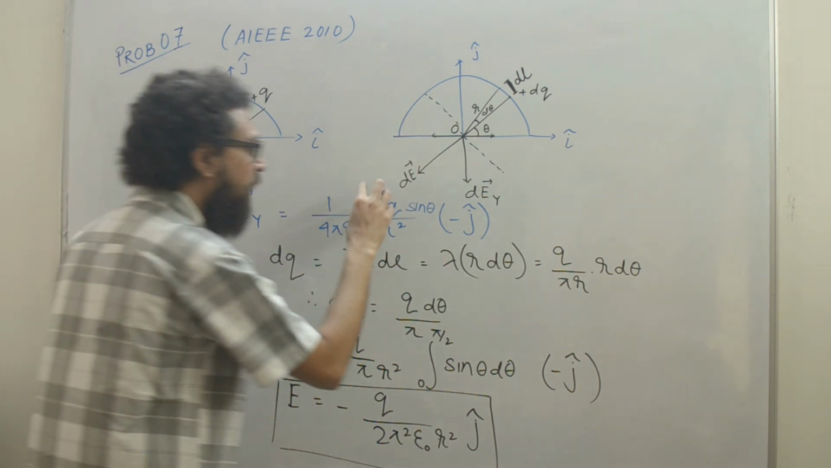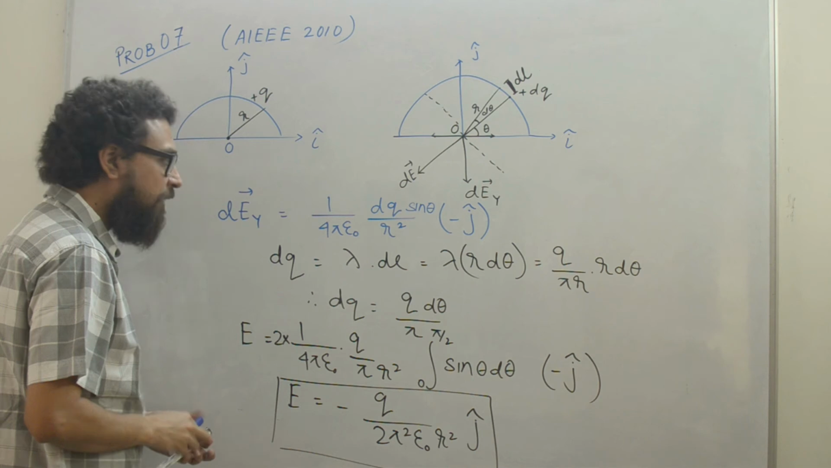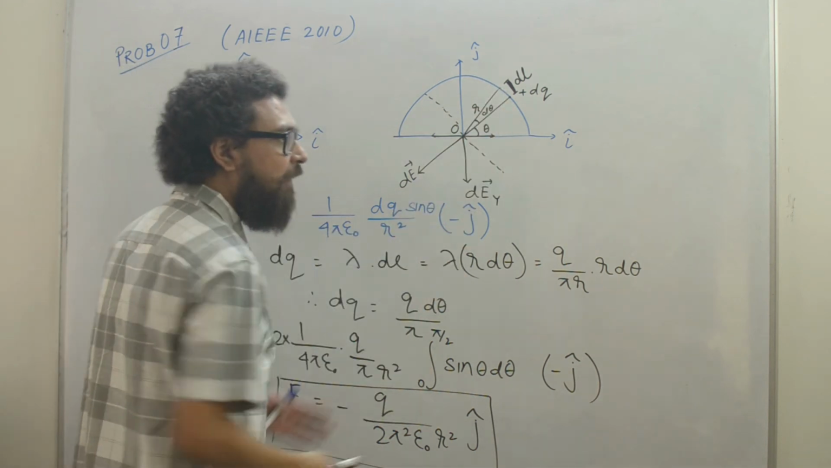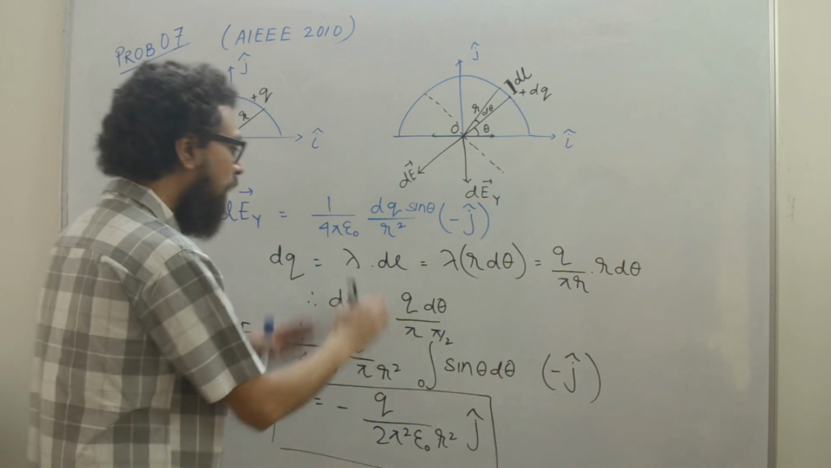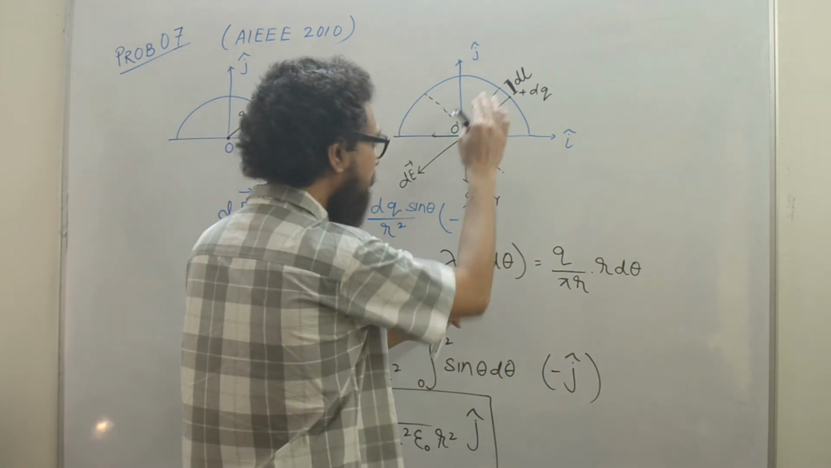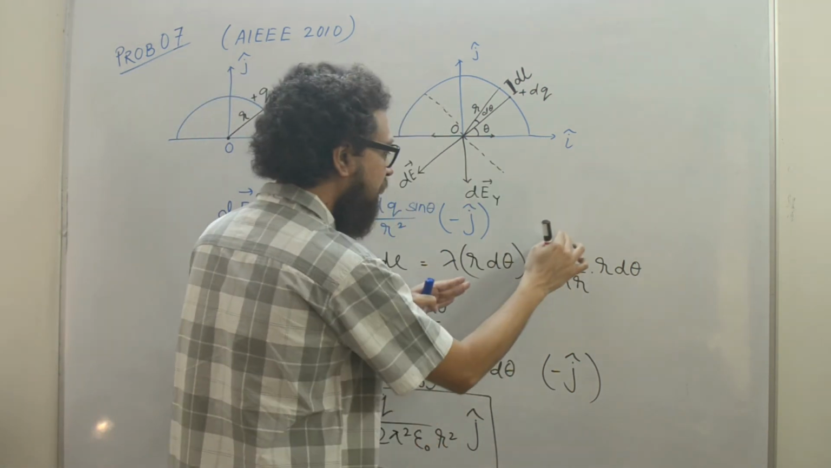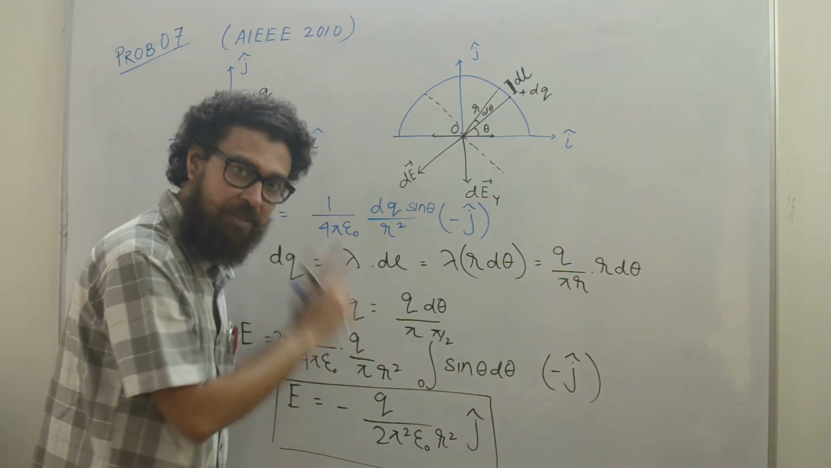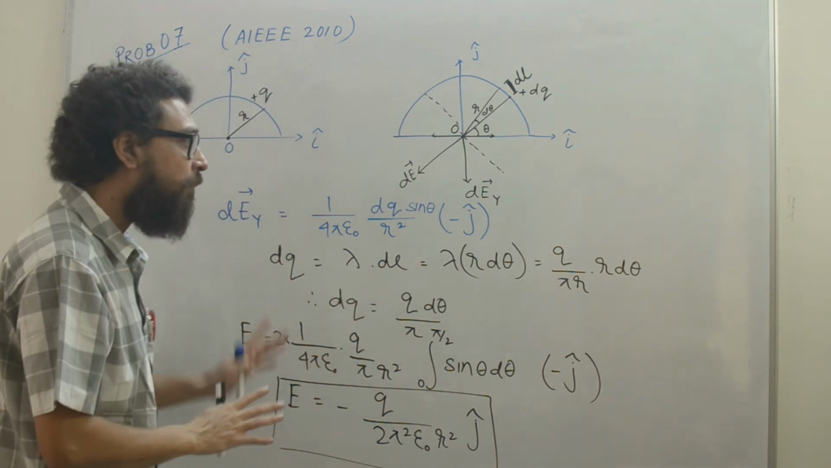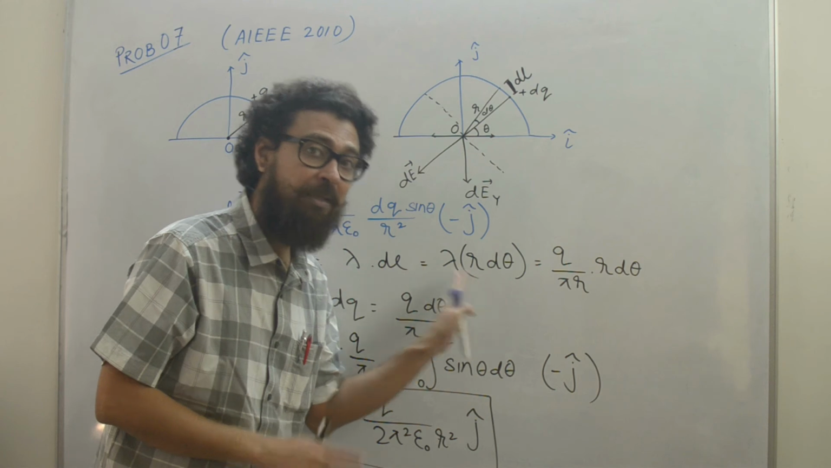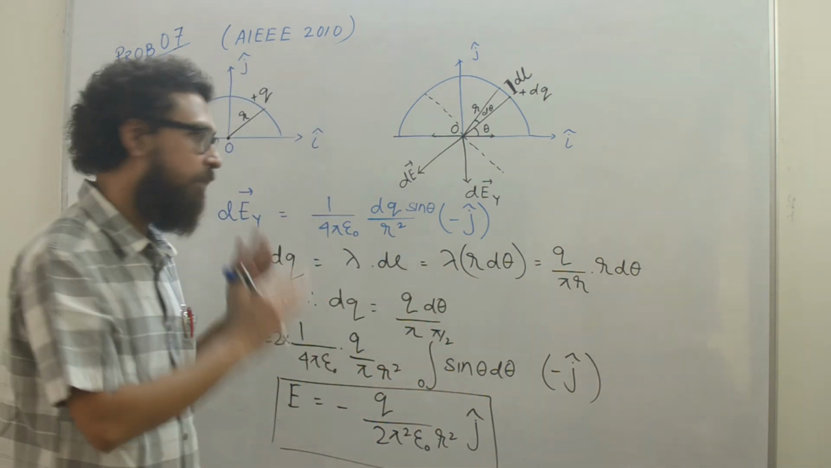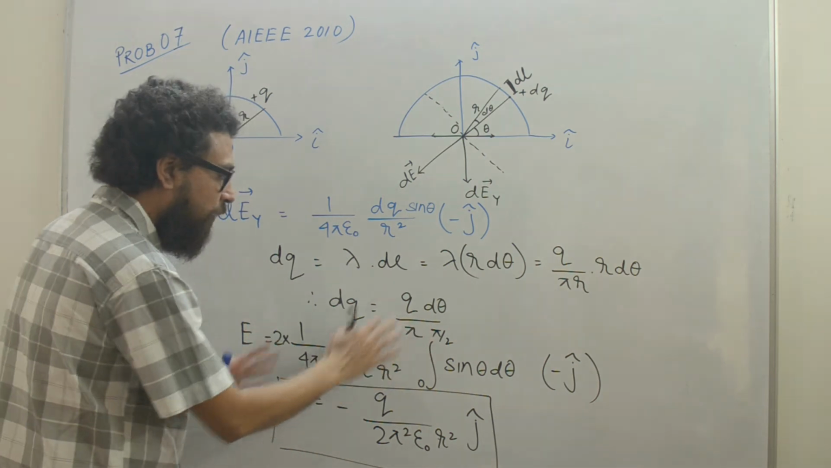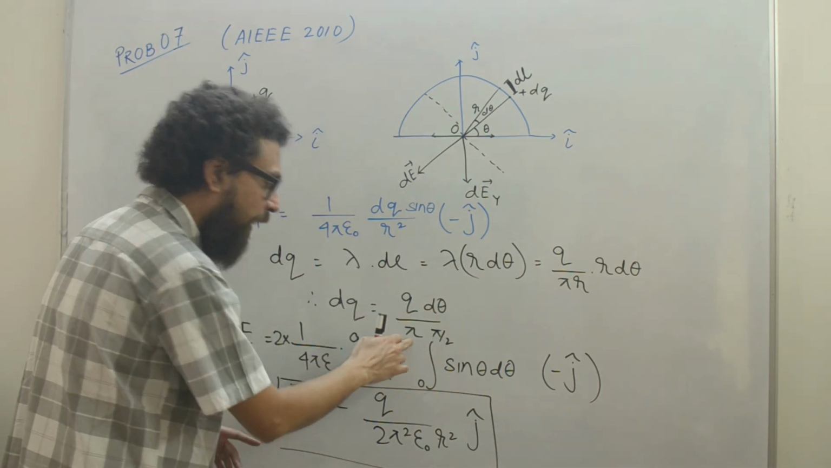Great. Now we have to calculate this dq. This dq can be written as lambda dl, if lambda is the linear charge density and dl is r d theta. So finally we are getting lambda is q by pi r, which is the circumference of the semicircular ring. Since they have not mentioned anything about lambda, they have mentioned the total charge to be plus q. So we are writing like this, and after calculating we are getting q d theta by pi.